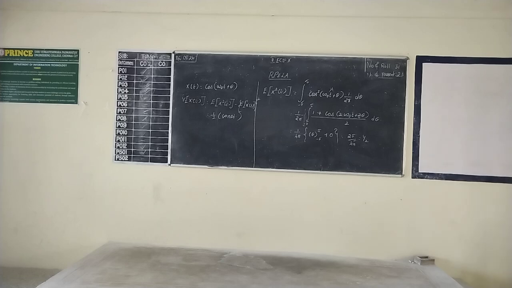Is the problem over? What is the other part of the question? Find the first and second moment. Tell me how we find it. How will you find the first and second moment? Whether you already found out or not. What is the first moment? Expectation of x of t. What is the second moment? Expectation of x square of t. Already you have found out.